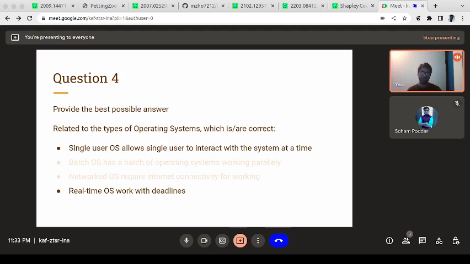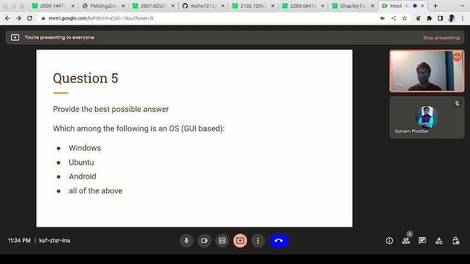But network operating systems do not require internet connectivity. They require a network to operate, that is, it can be a local area network also. And batch operating systems do not work with a batch of operating systems. They work with a batch of tasks that they perform. So now we proceed to the next question.